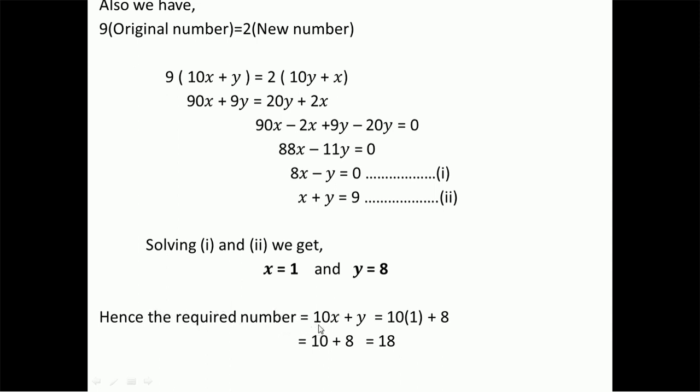What was the original number? 10x plus y. Now put x is equal to 1 and y is equal to 8. We get 10 into 1 plus 8, so it is 10 plus 8, which is 18. So the required number is 18. So these equations I had formed. The solving part, students, you will have to do. Next problem now.